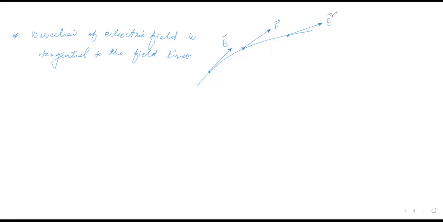So you have to write here: direction of electric field is tangential to the field lines. Also make it E. This is also the direction of E. This is also the direction of E. Okay, note it down.